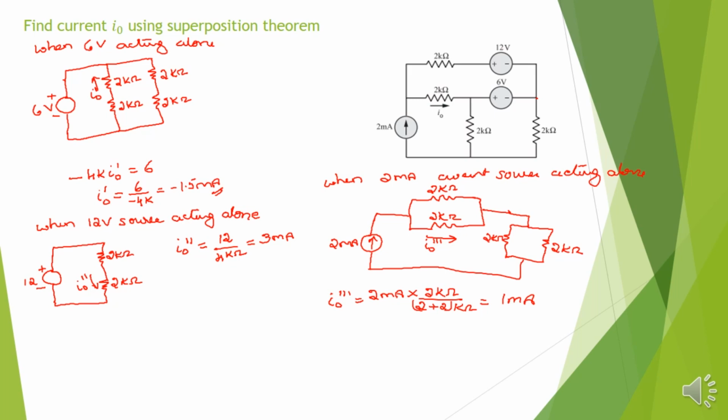So when only the 6 volt source is acting alone, minus 1.5. When the 12 volt source is acting alone, 3 milliamps. When the 2 milliamps current source is acting alone, 1 milliamps. So what is the total current I naught equal to? According to the superposition theorem, I naught dash plus I naught double dash plus I naught triple dash. That means minus 1.5 plus 3 plus 1 milliamps. All the units are the same, so milliamps. So it is 2.5 milliamps.